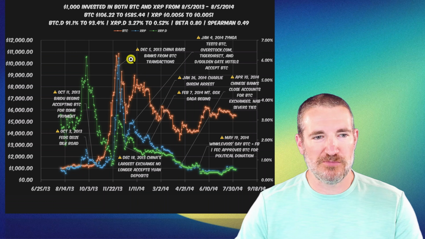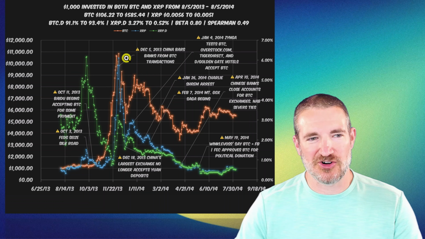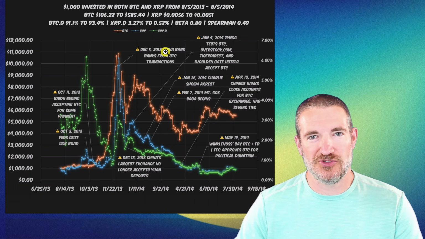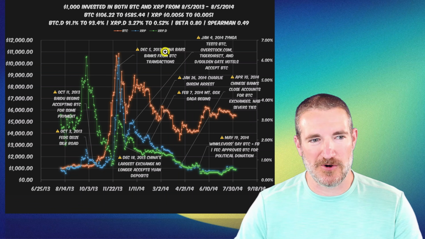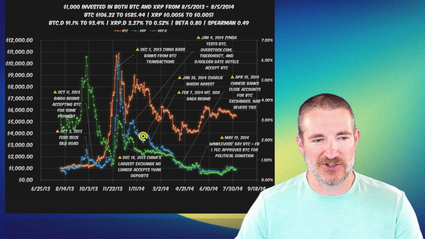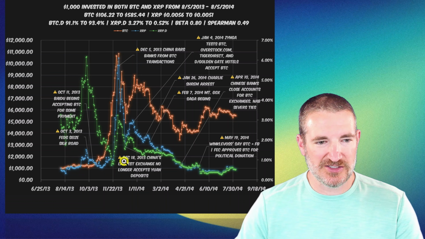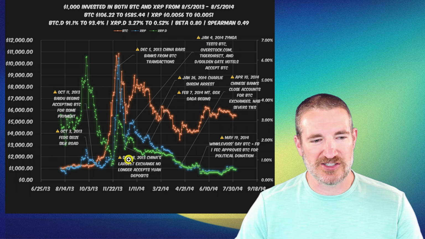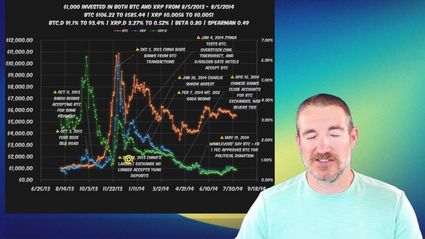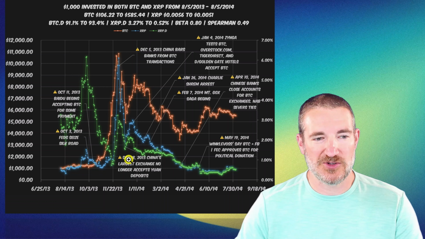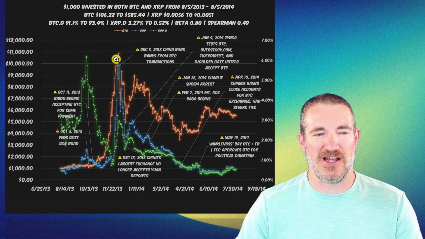We go forward a little bit more. Now China's starting to kind of crack down. December 5th, China bars banks from accepting Bitcoin transactions, which put this huge damper on Bitcoin in China altogether. And then just a couple of weeks later, December 18th, China's largest exchange no longer accepts yuan deposits. So people in China cannot deposit their money to buy Bitcoin. So all of a sudden, as quick as it's going up, it starts going down.